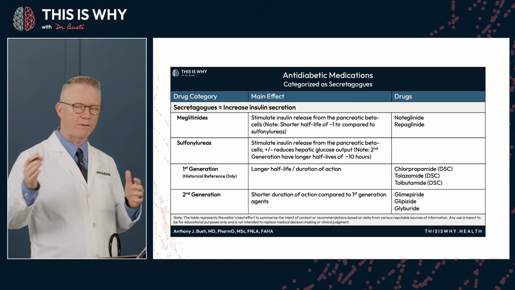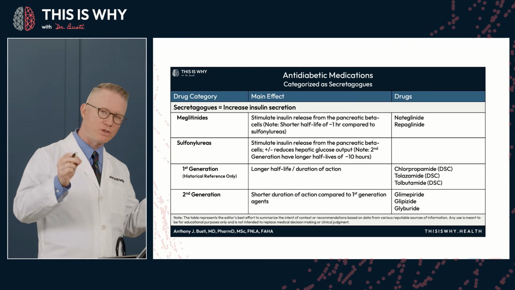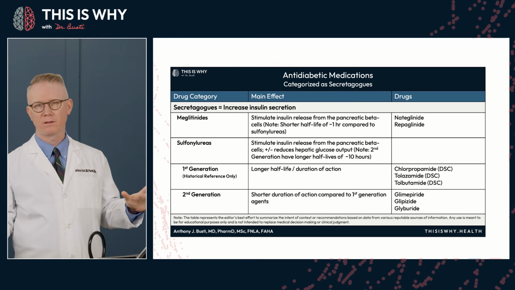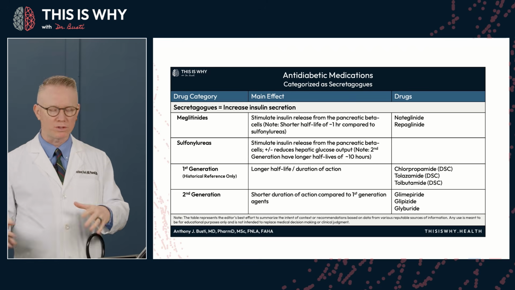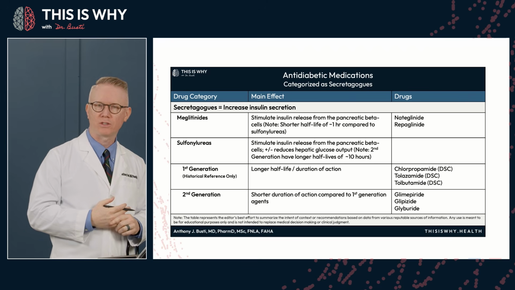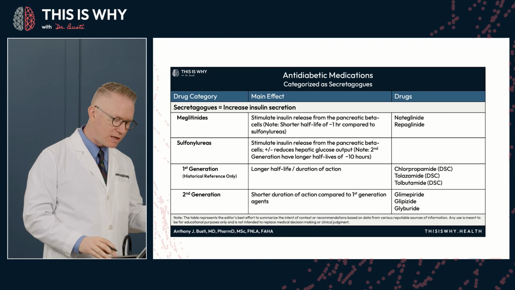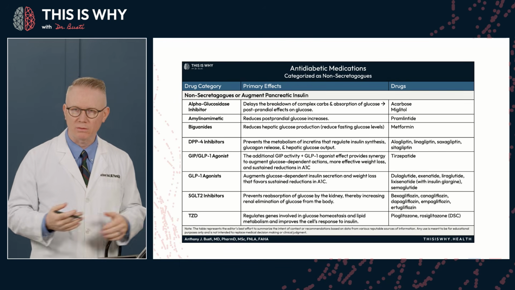And meglitinides, while they have a shorter half-life, try to reduce the burnout and create more of that glucose-dependent effect when you take it around your meals. The problem is these drugs just continue to exacerbate the pathophysiology of the disease. They do get initial A1Cs, but they don't get that control.